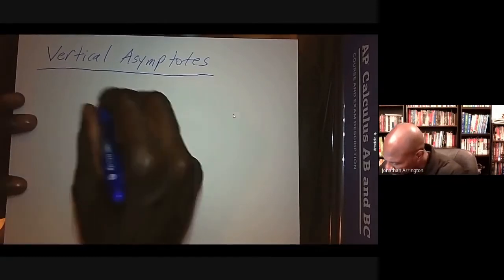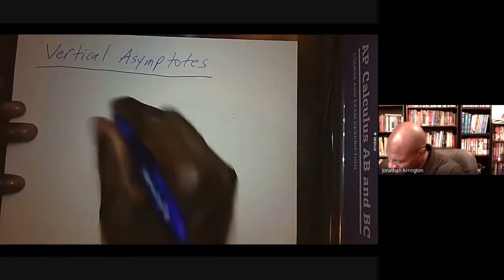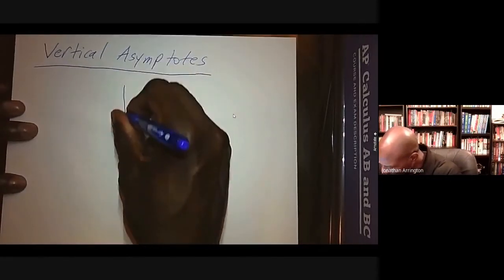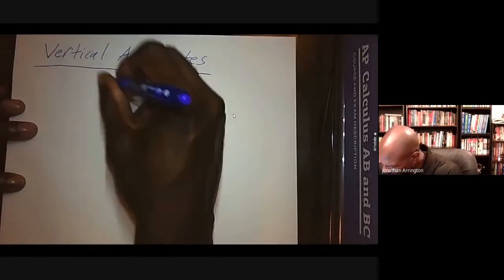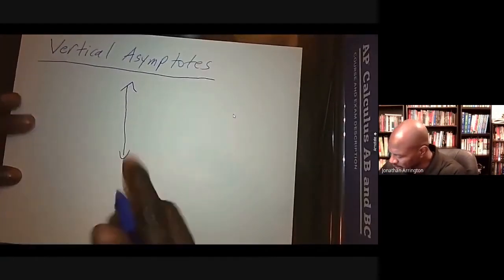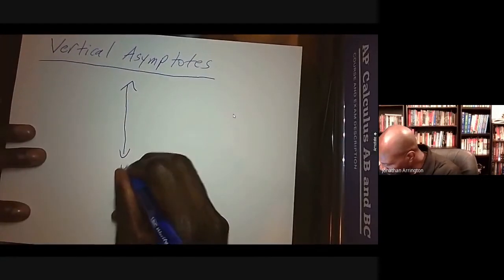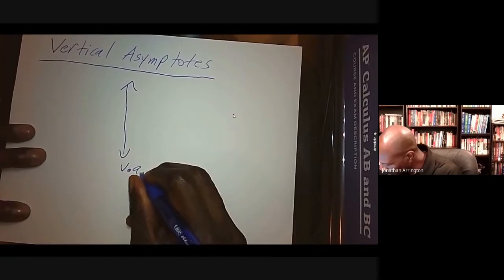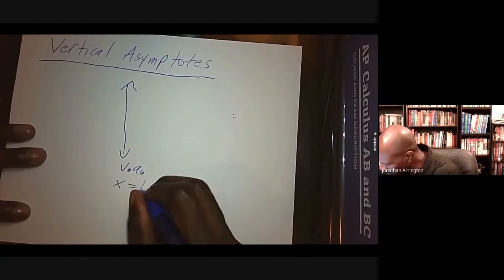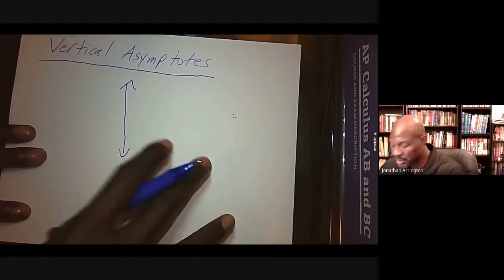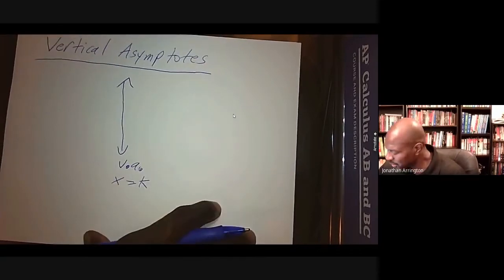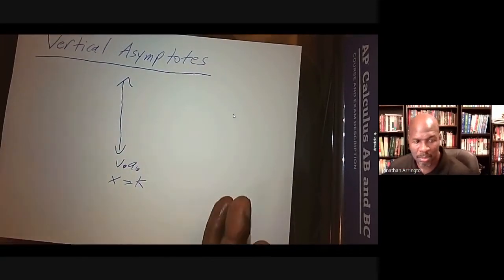All right, but vertical asymptotes, correct? Let's put a Cartesian plane here. Actually, I don't even need a Cartesian plane. Let's say this vertical line here is my vertical asymptote. I'm going to abbreviate and call it VA. So this is my VA, and it's some value x equals k. A vertical asymptote is a vertical line, so its equation is going to be x equals some number.